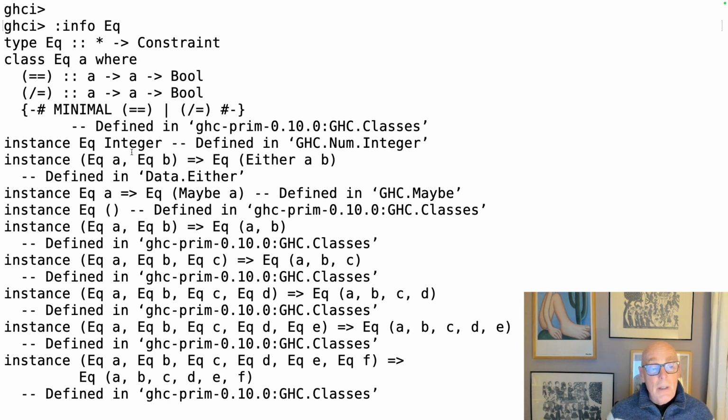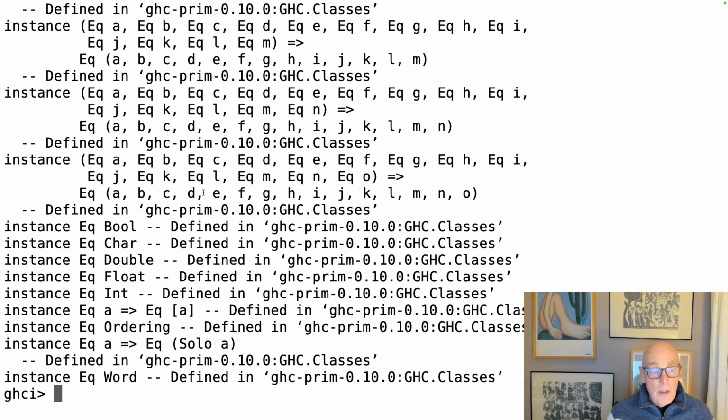If a and b are instances, then Either a b is an instance. If a is an instance, then Maybe a is an instance, and so on and so forth. And towards the end of the listing, it mentions that Bool, Char, Double, Float, Int, and lists and so on are all instances of Eq. So pretty much everything is an instance of Eq except function types and IO, some of the monads to do with input output. So most things have Eq instances, but not all.